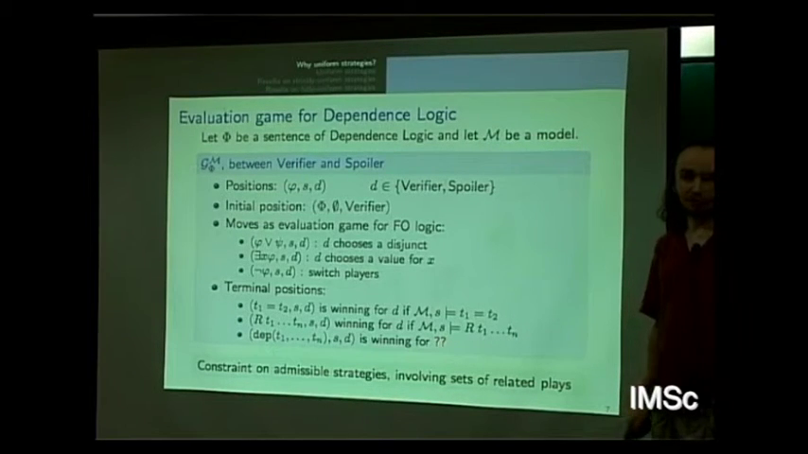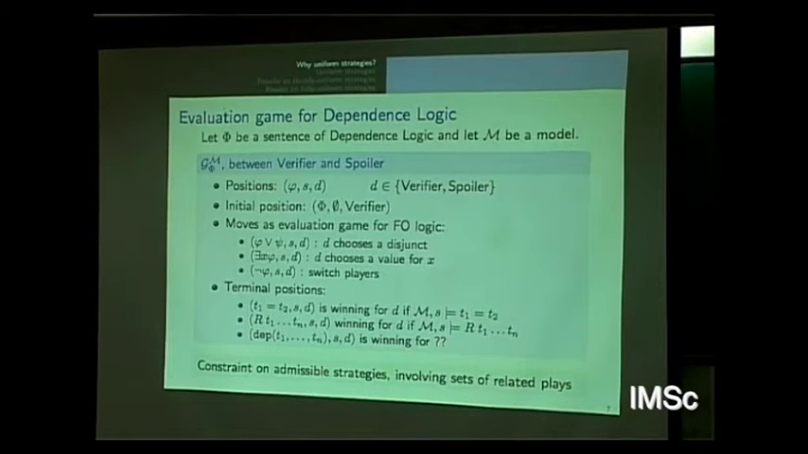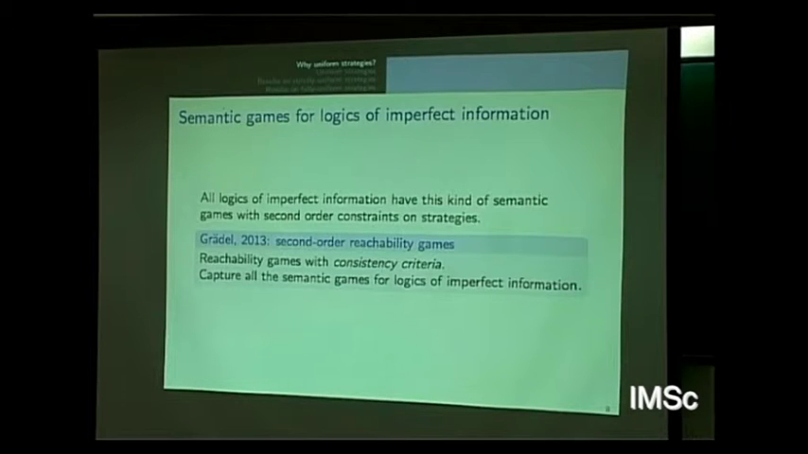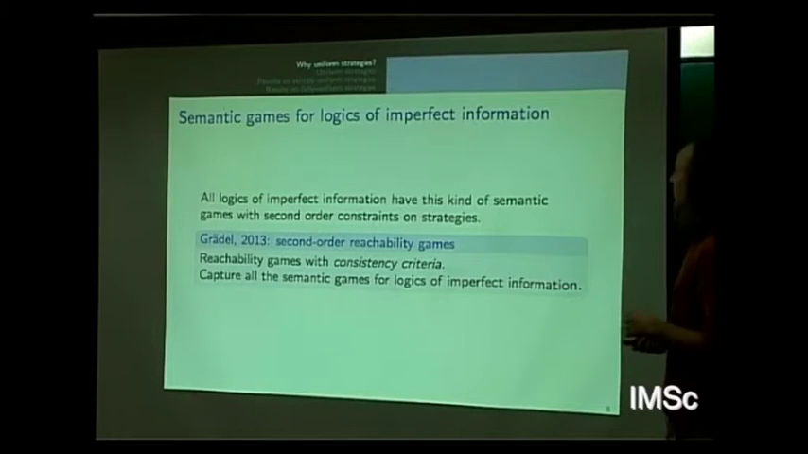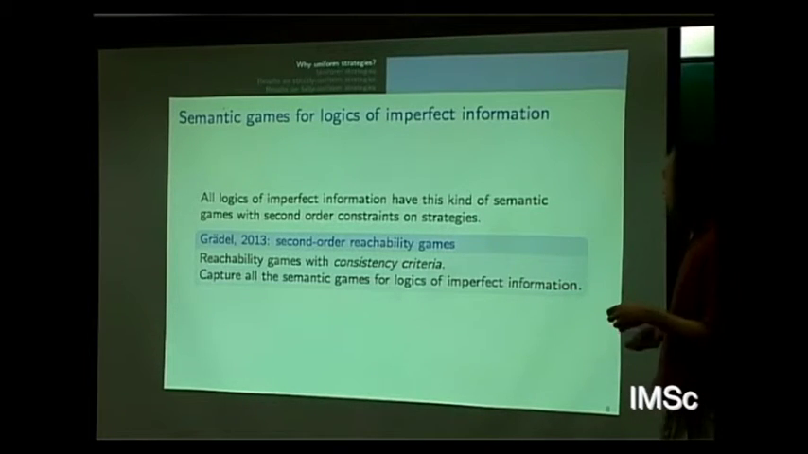In the case of imperfect information, related plays were indistinguishable plays. So yet another example of a game where you want to consider several plays in order to say who wins. It's when your winning condition involves knowledge, epistemic aspects.